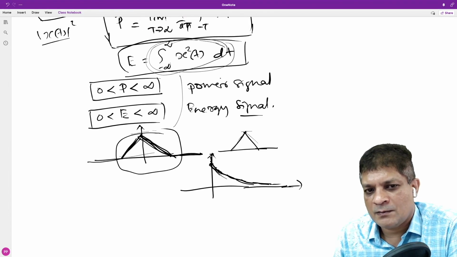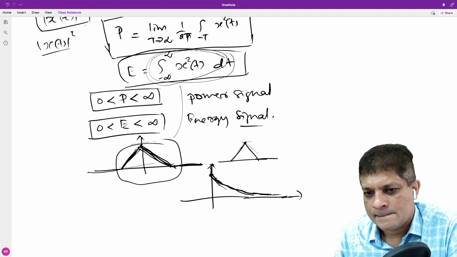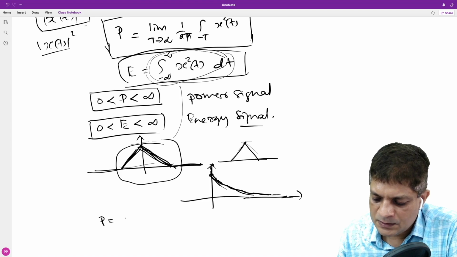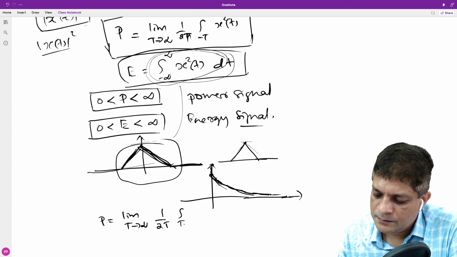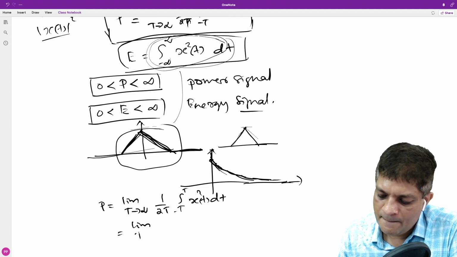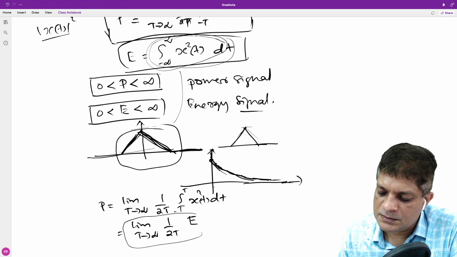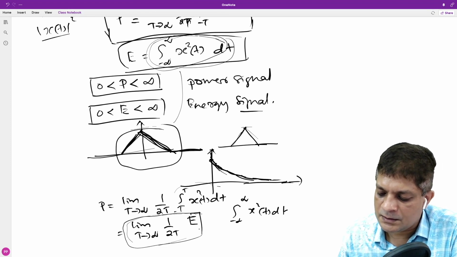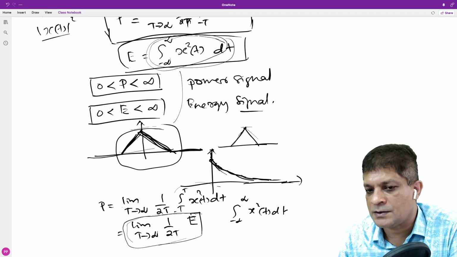Now, what is the average power of an energy signal? Average power is the limit as T tends to infinity of 1 over T times the integral of x squared t dt. This is the average power. Now, if this integral from minus infinity to infinity of x square t dt is finite, then we can write it like this. This is the relation between the average power and energy. Is it?